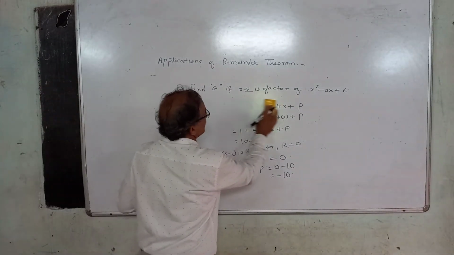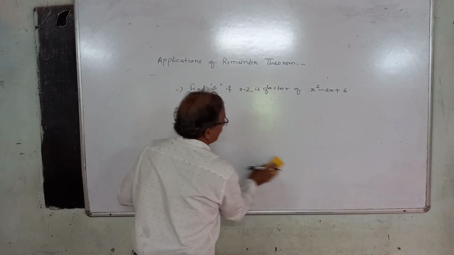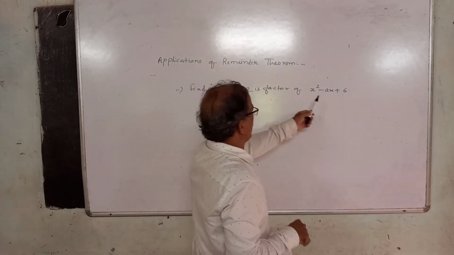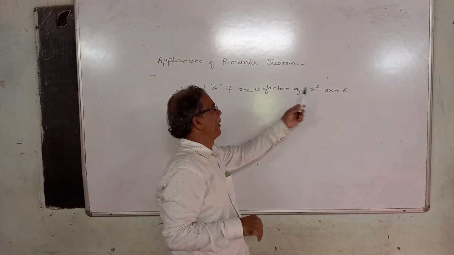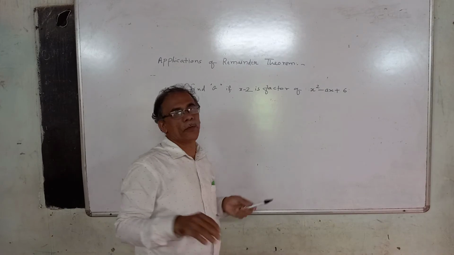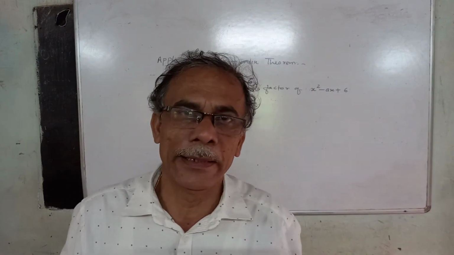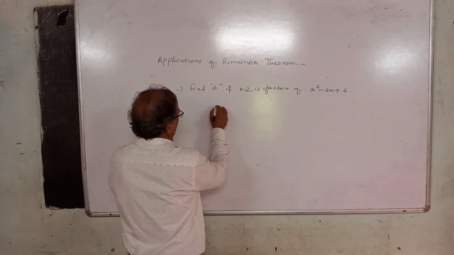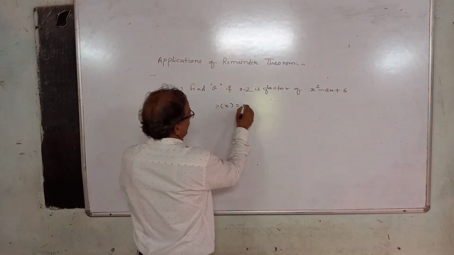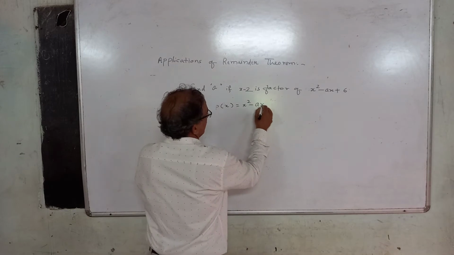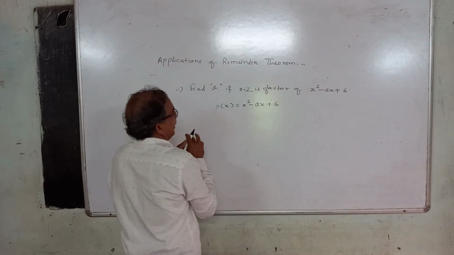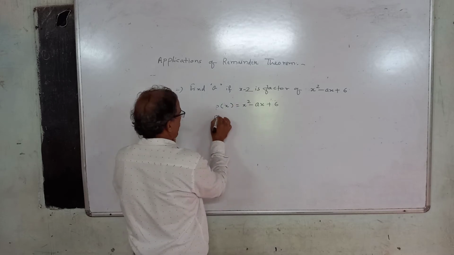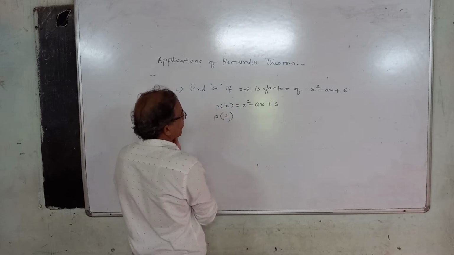Find a if x minus 2 is a factor of x square minus ax plus 6. If x minus 2 is a factor, then after dividing this polynomial by x minus 2, we must get remainder 0. So, to find the remainder, what is the polynomial given? P(x) is equal to x square minus ax plus 6, and it is divided by x minus 2. So to find the remainder, we have to find the value of the polynomial at x is equal to 2.